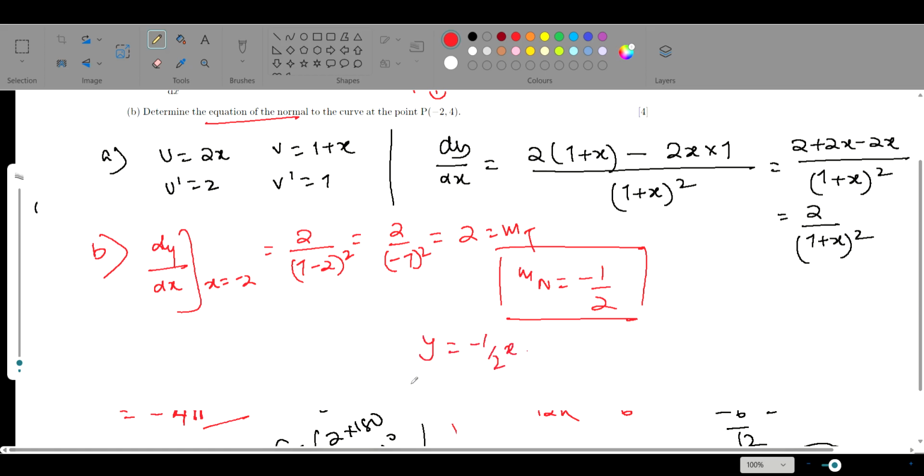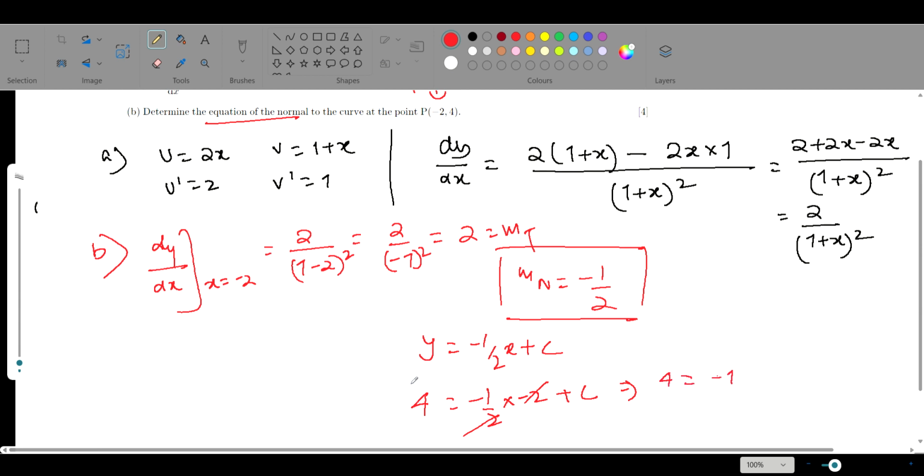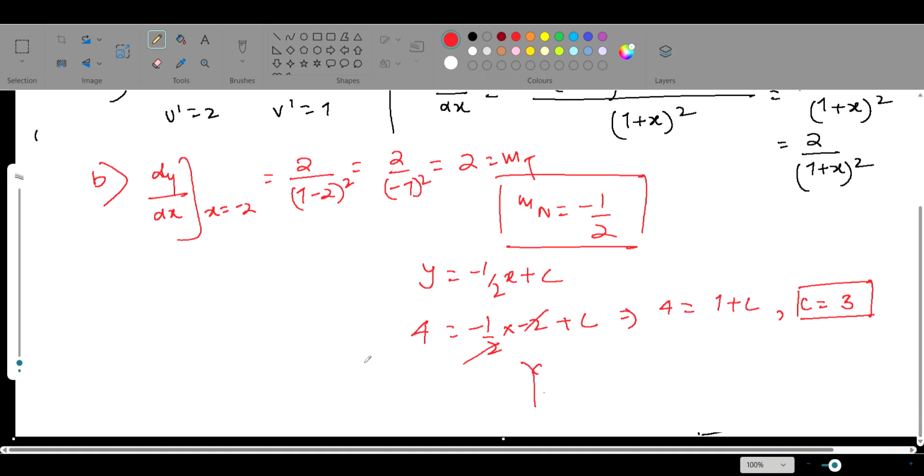So I'll use the formula y is equal to minus 1 by 2x plus c. Then you put y is 4, x is minus 2. So we have 4 is equal to minus 1 by 2 times minus 2, which is 1, plus c. So we have our c value, which is 4 minus 1, coming out 3. So what is the equation? Minus half x plus 3.